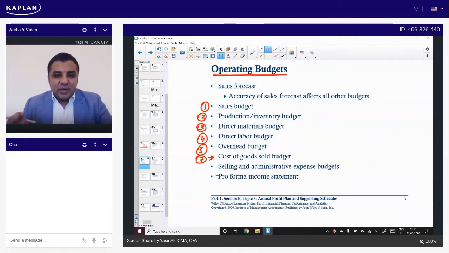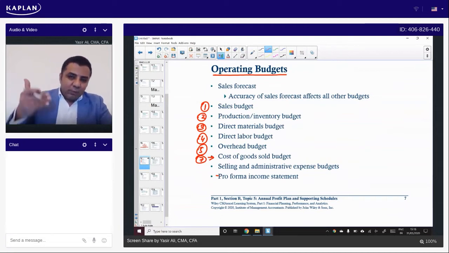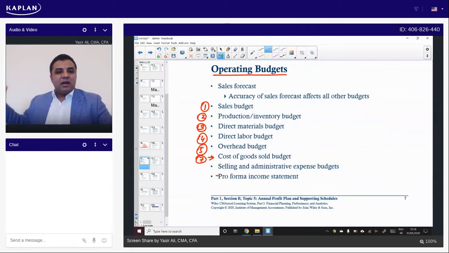It is the sales budget. It is the sales forecast. Everything stems from the sales budget. And if your sales budget is wrong, if this number is wrong, then your production, material, labor, and overhead budgets would go wrong as well. So this is the most crucial and most critical budget to be prepared.